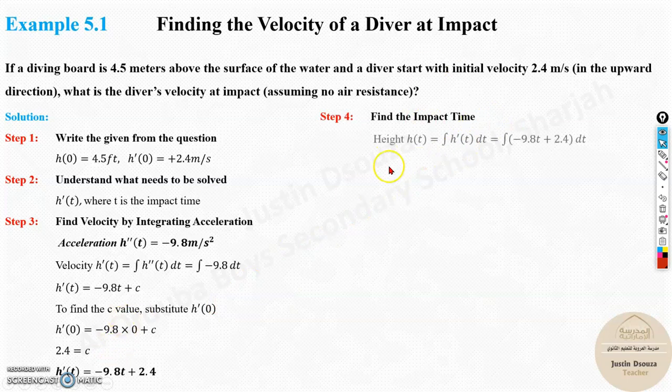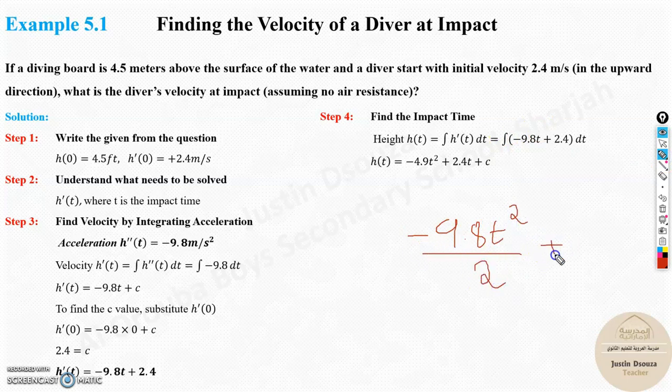To find the impact time, we need to find the height, that is h of t, sorry, that is, integrate this velocity, you will get the position or the height. So initial position, initial height. Integrate this, that is minus 9.8 t plus 2.4. When you integrate it, look what happens. See, there is t, so it is 9.8 t square divided by 2 plus 2.4 t.